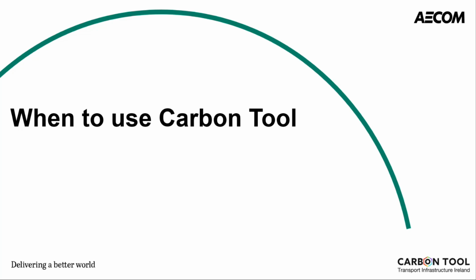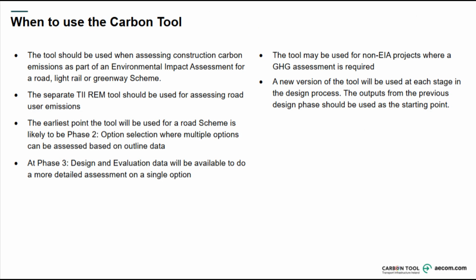When to use the Carbon tool. The tool should be used when assessing construction carbon emissions as part of an environmental impact assessment for a road, light rail, or greenway scheme. If you need to model the user emissions, this should be completed in the REM tool, also available from TII's website. The earliest point the tool will be used for a road scheme is likely to be Phase 2, option selection, where multiple options can be assessed based on the outlined data. And as previously stated, there may be limited data at this stage, but the tool still allows for comparison over a number of options at an early stage.